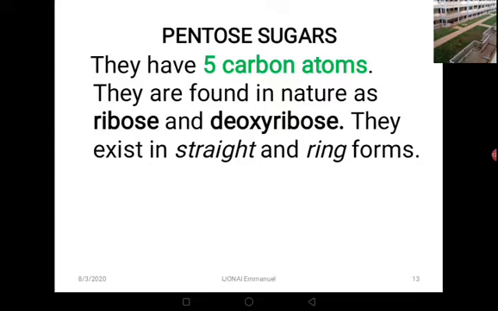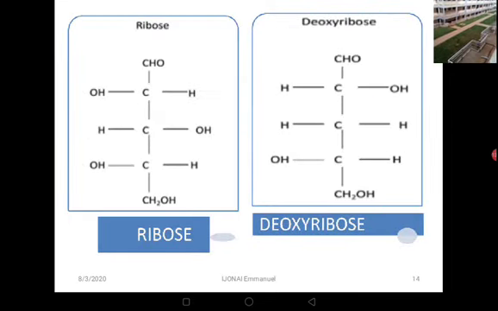So they are found in nature as ribose sugars and deoxyribose sugars. They also exist both in straight chain and ring forms, as we shall see now. When you look at this one here, you are seeing the straight or chain forms of pentose sugars. A straight chain of ribose sugar looks like that, and a straight chain of deoxyribose also looks like that, as you can see from those figures there.